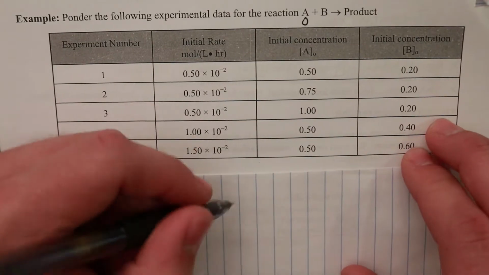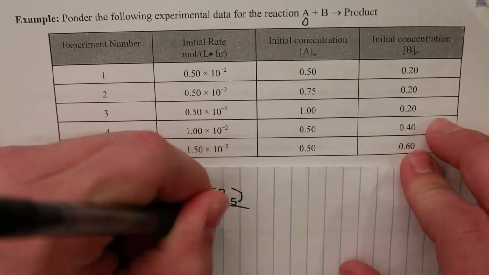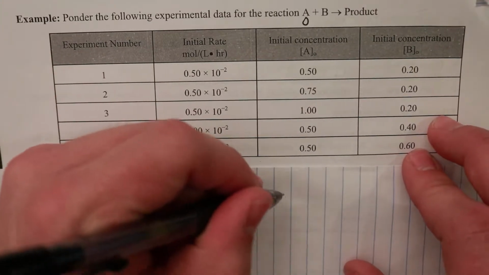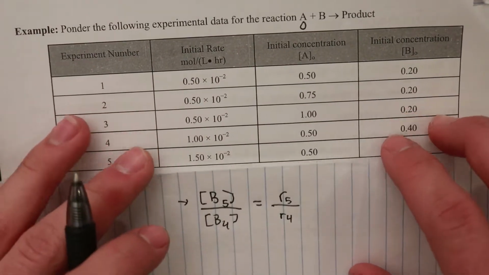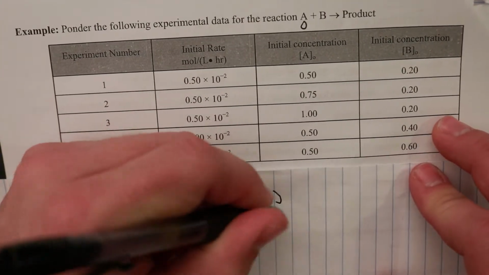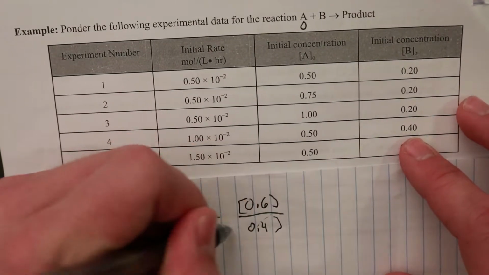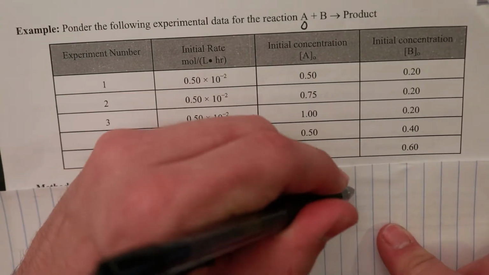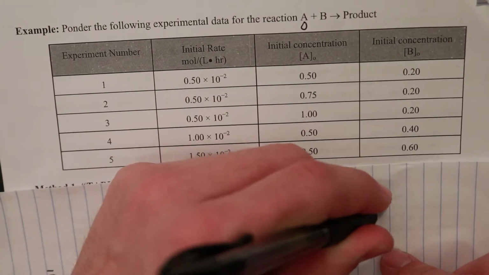So we have the concentration of B in the 5th trial over the concentration of B in the 4th trial. We always want to set the bigger one on top, because it's going to make fractions easier. And then the rate of 5 over the rate of 4. Now let's set that up with numbers. The concentration of B in 5 is 0.6, and the concentration of B in 4 is 0.4. This equals the rate in 5, which is 1.5 times 10 to the negative second, over the rate in 4, which is 1 times 10 to the negative second.